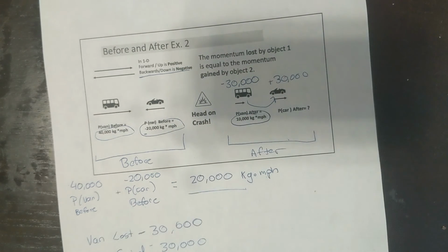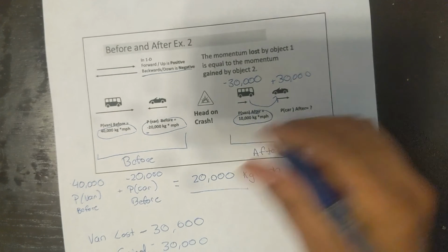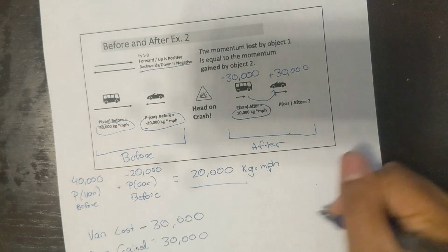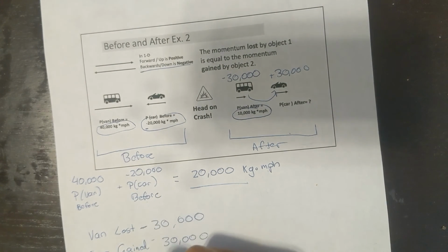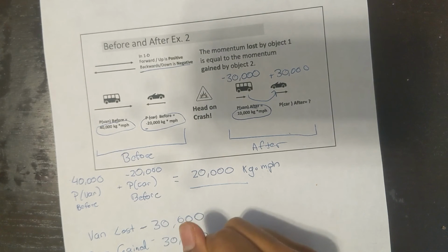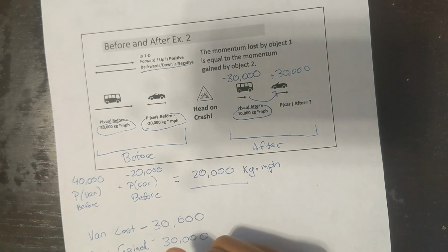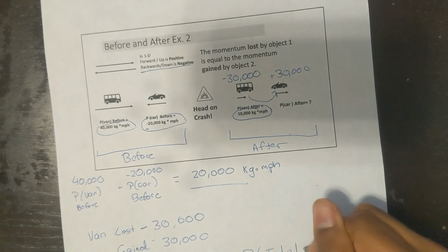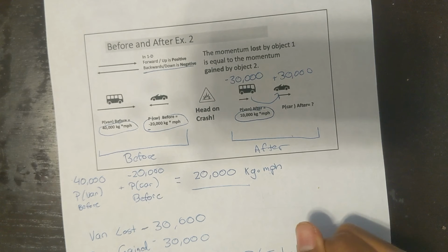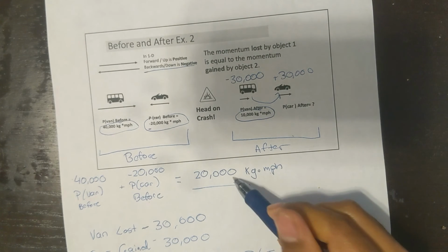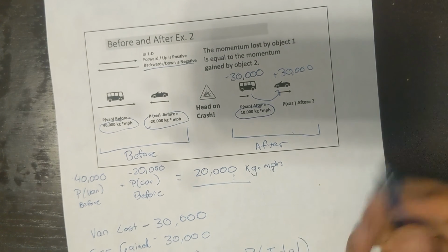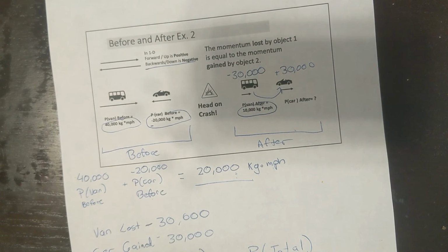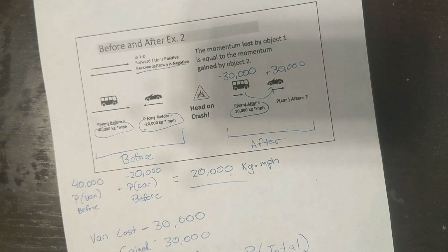So what is the total momentum after the crash? We already know it, because the total momentum from before is equal to the total momentum after. We already got the momentum from before, it's 20,000. So the momentum after also has to be 20,000.